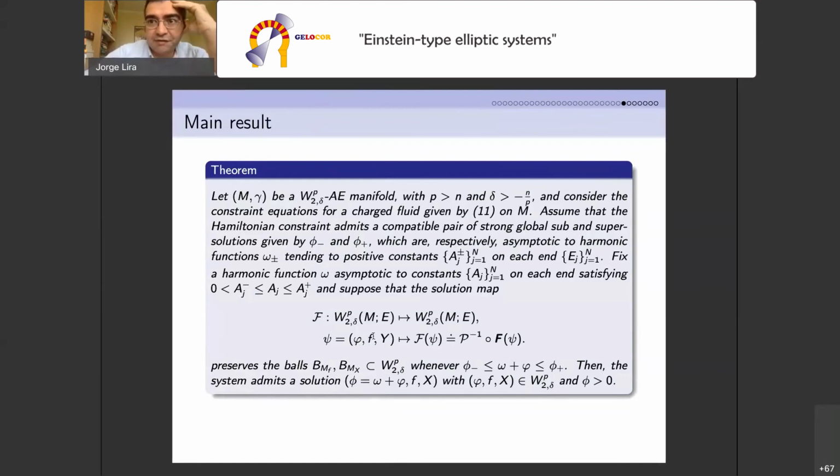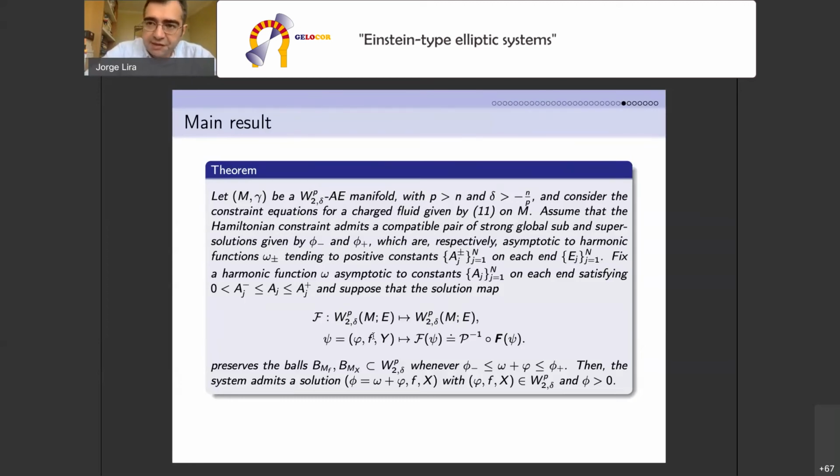That's the way to express the result from this functional perspective, as a map between weighted Sobolev spaces in this asymptotically Euclidean manifold. But the master assumption here, the key point, is to assume that you can find sub and super solutions for the Lichnerowicz equation. So the most complicated equation, which is the first one, to find the conformal factor. This equation corresponds to the Hamiltonian constraint, and we are assuming here that you have sub-solutions and super-solutions for this equation.